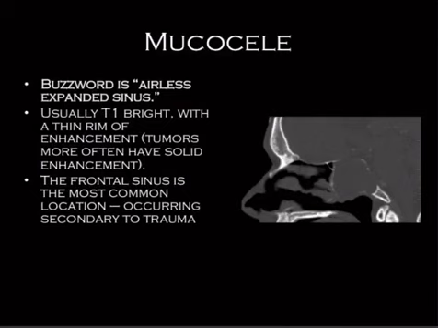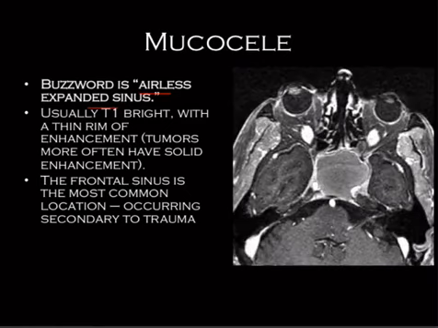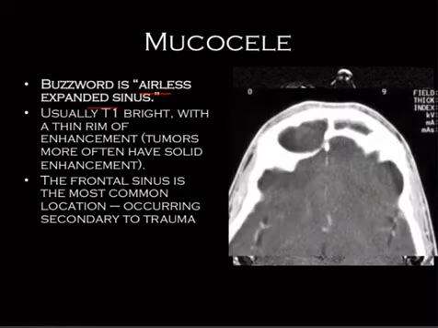Some buzzwords here, an important one: airless, expanded sinus. This one's a sphenoid sinus mucocele. It's usually T1 bright and can have enhancement that's more peripheral. The frontal sinus is actually the most common location, and as noted, it occurs secondary to trauma, like disruption of that drainage pathway. ENT likes to know if that frontal sinus drainage pathway has been disrupted, because they will go and enucleate that frontal sinus or do something to it so that you don't develop a mucocele.